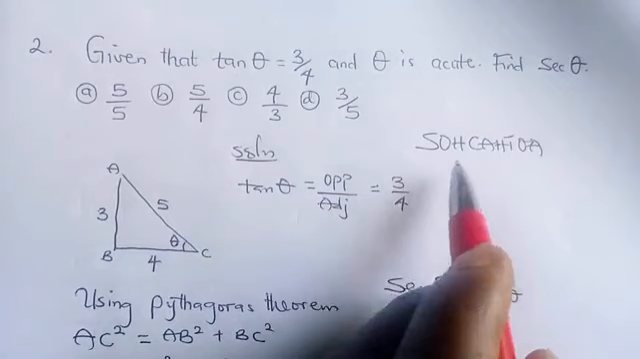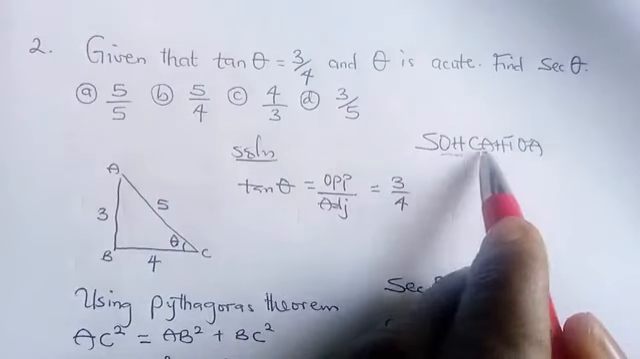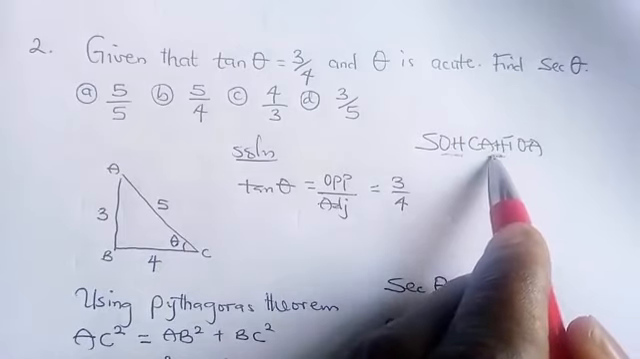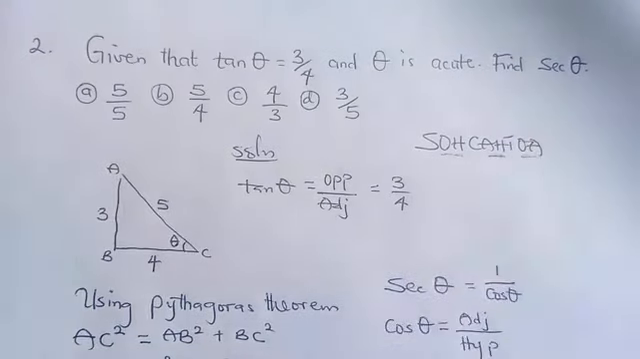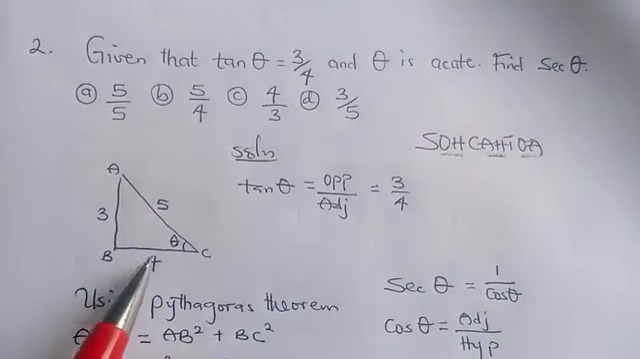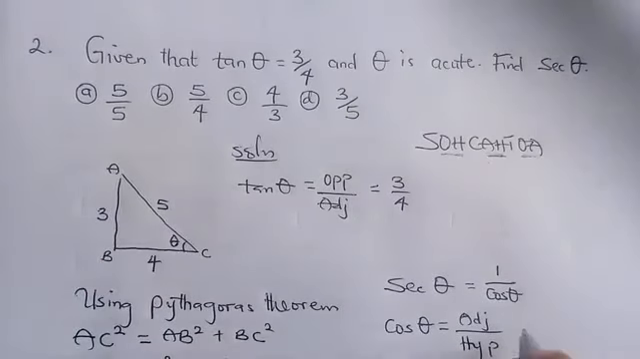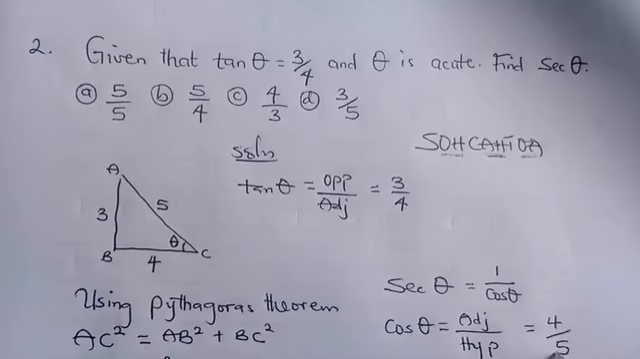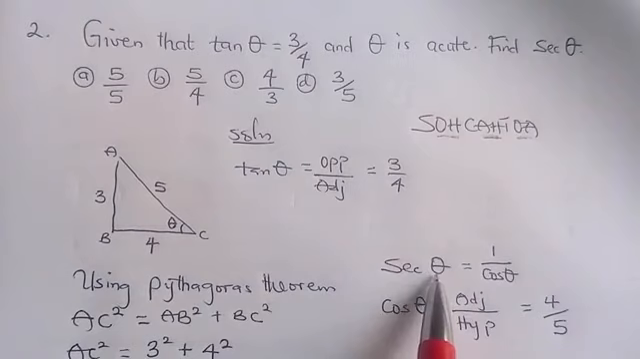you see that whenever we are dealing with sine, it's going to be opposite over hypotenuse. C here represents cosine. Anytime we are dealing with cosine, we are going to use adjacent over hypotenuse. T represents tan, opposite over adjacent. So for cosine here, we are going to use adjacent over hypotenuse. And our adjacent here is 4, while the hypotenuse is 5. So for cos theta, we are going to have 4 over 5.